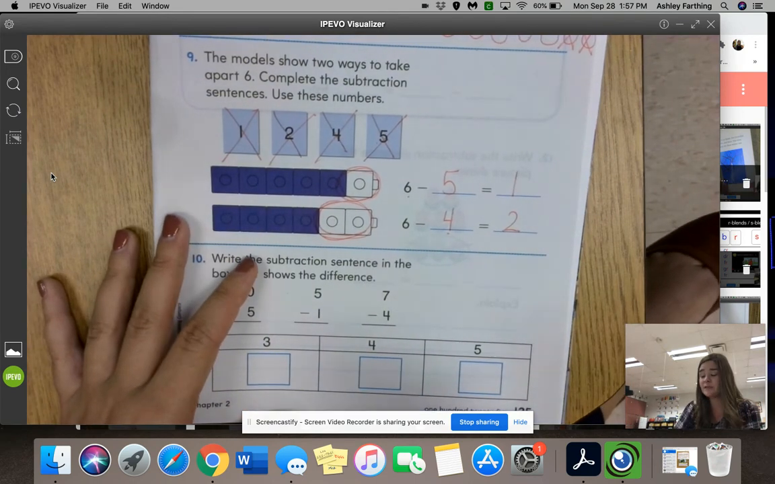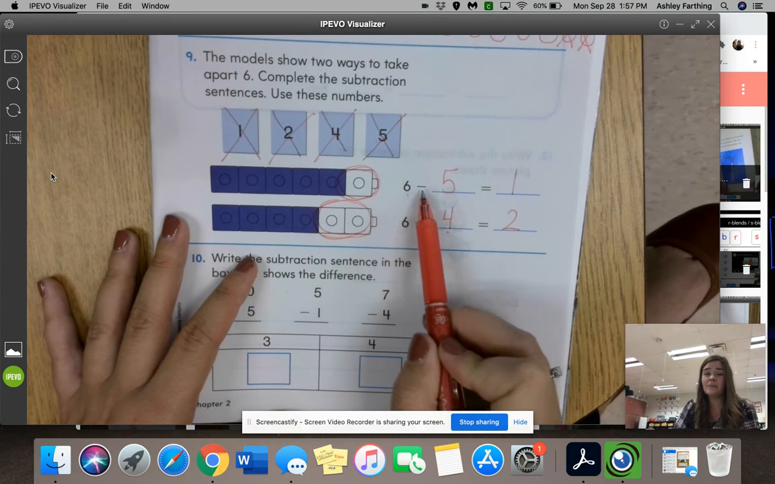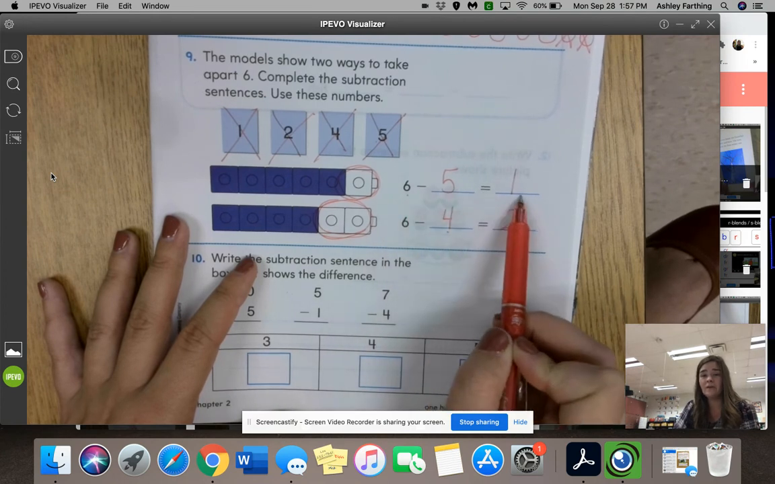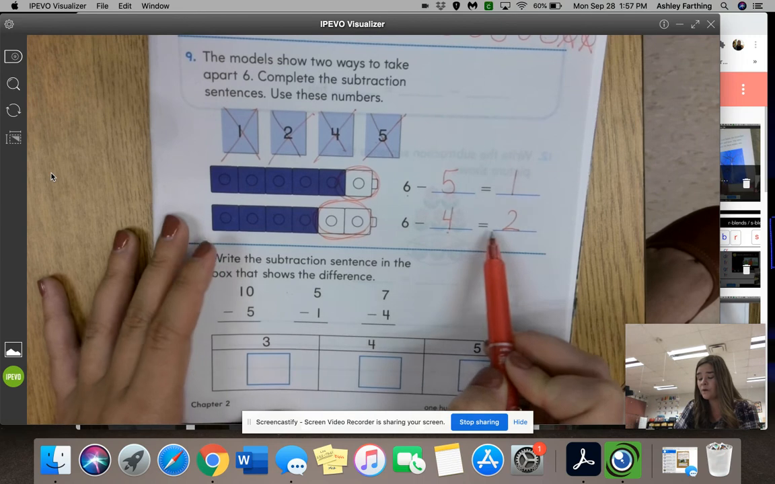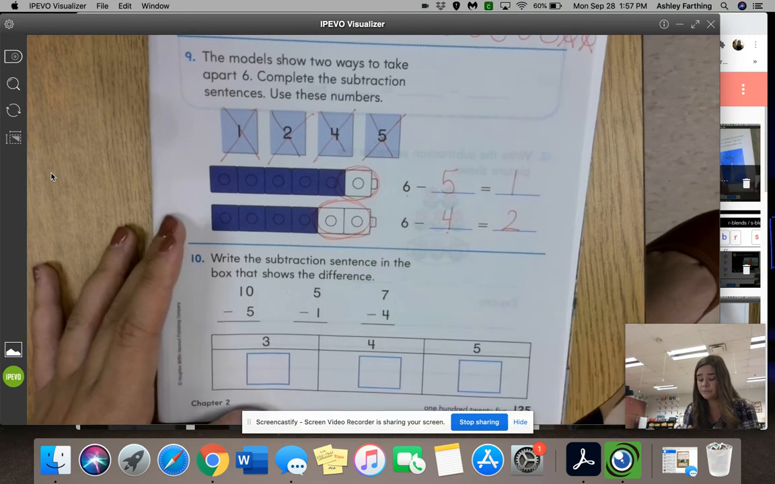There we go. Now let's read our sentences. 6 minus 5 equals 1. 6 minus 4 equals 2.